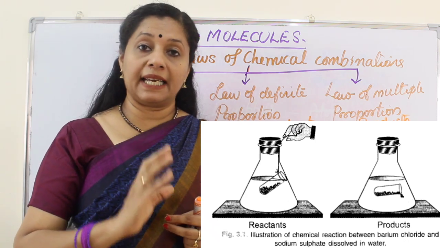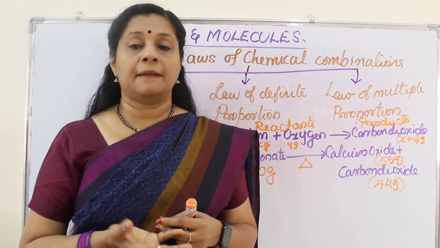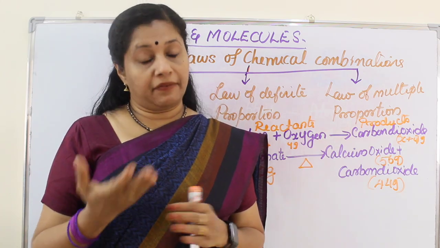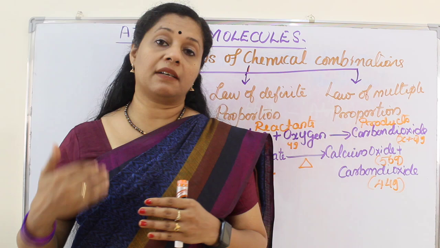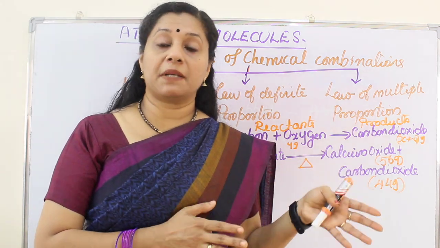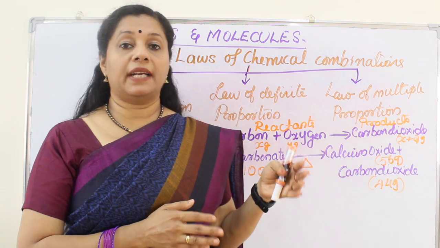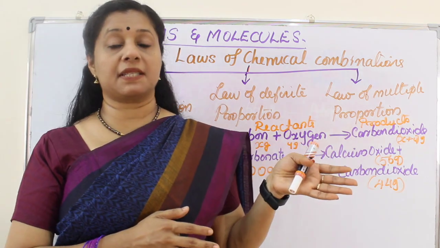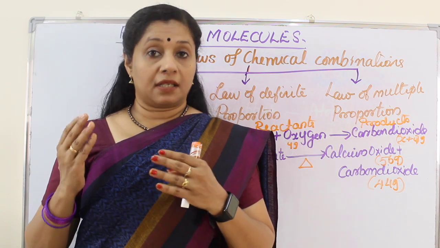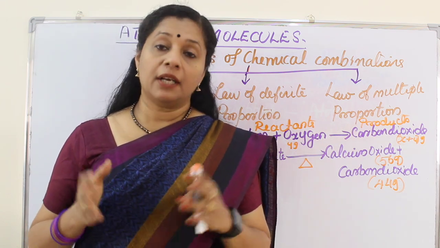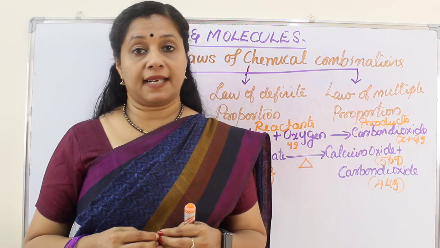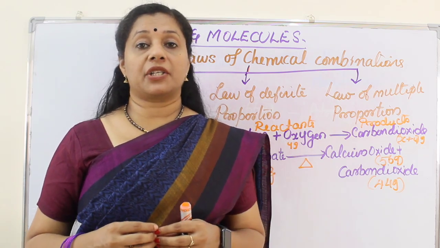But after that, again, if you take the weight of the product after combination, you will see the same difference. If you subtract the weight of the apparatus, you will see that initially we took a 5% solution of barium chloride and a 5% solution of sodium sulfate, and finally we are getting barium sulfate and sodium chloride. Both have the same mass. So from this we understand that the law of conservation of mass in chemical reactions is true.